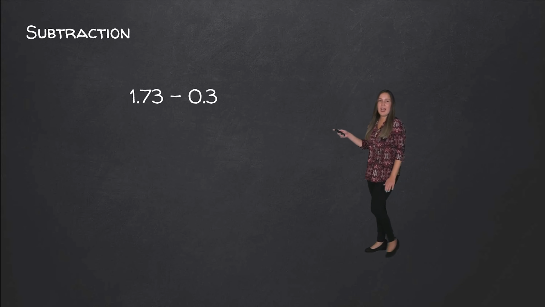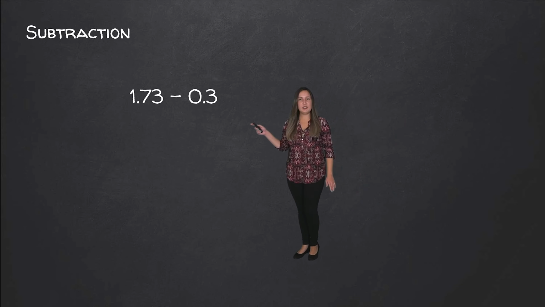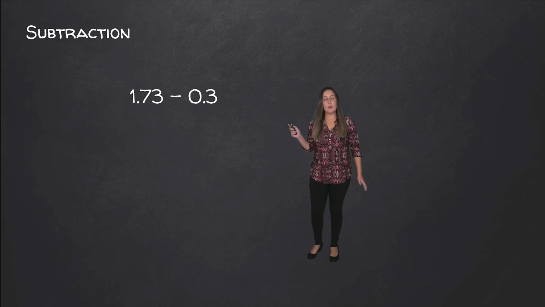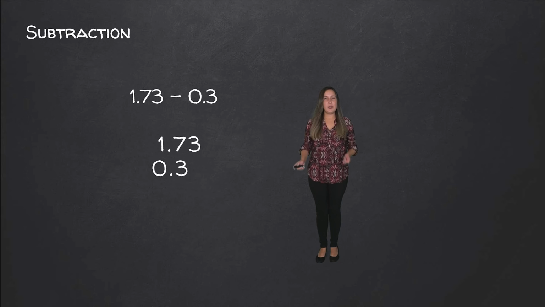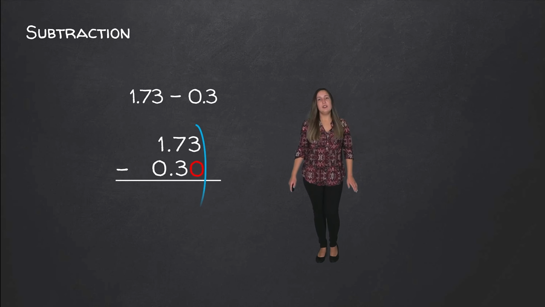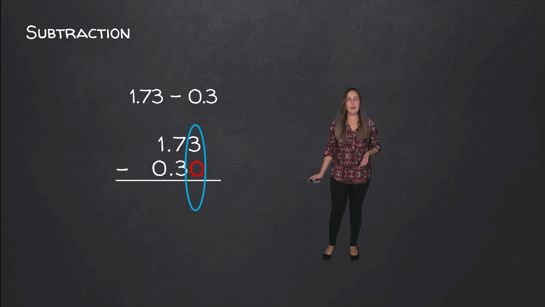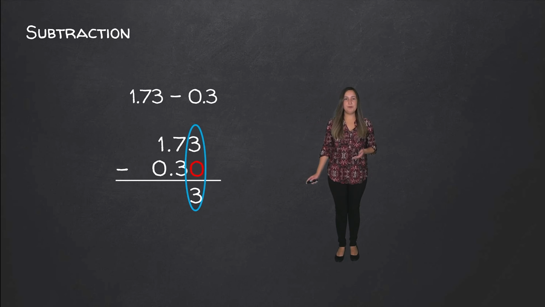So here we have 1 and 73 hundredths minus 3 tenths. So we could say 0 and 3 tenths or just 3 tenths, but because it's just 0, we don't have to say that. So make sure you line up the decimals, and then we are going to subtract. Notice that there's an empty spot there, so to make it easier, we can add a 0 so that we could subtract. So now we have 3 minus 0, and that is equal to 3.